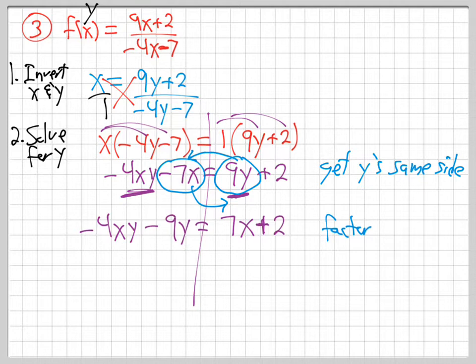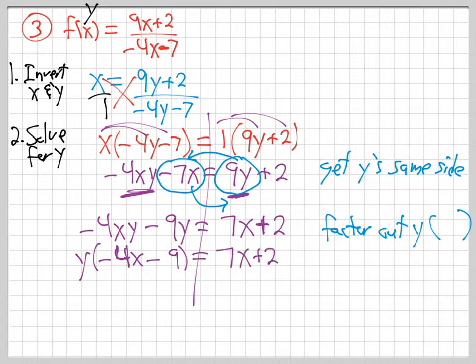Yeah, factor out the y, like with a big parenthesis. So take out the y. That leaves minus 4x minus 9. Everybody see that? Right? I just factored out that y. Greatest common factor, they both have a y. Try to get y alone. Now what do?